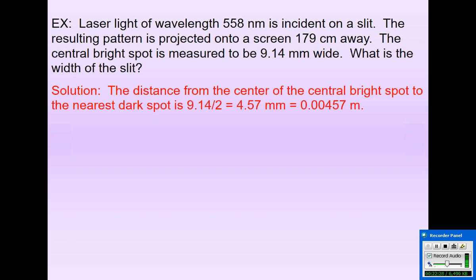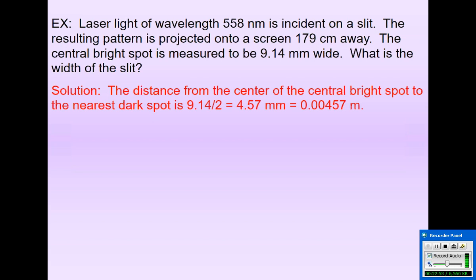Now, the one thing that single-slit diffraction has in common with double-slit diffraction is that the angles are small. We can use the small angle approximation in single-slit diffraction just as we did in double-slit diffraction. It's just now we have the expression a sin theta equals lambda, and we're looking for the dark spots.